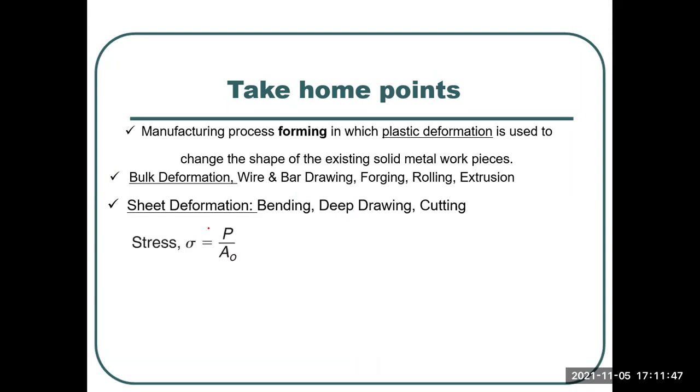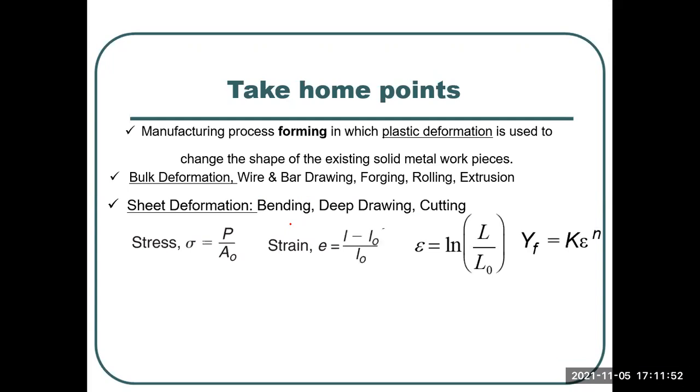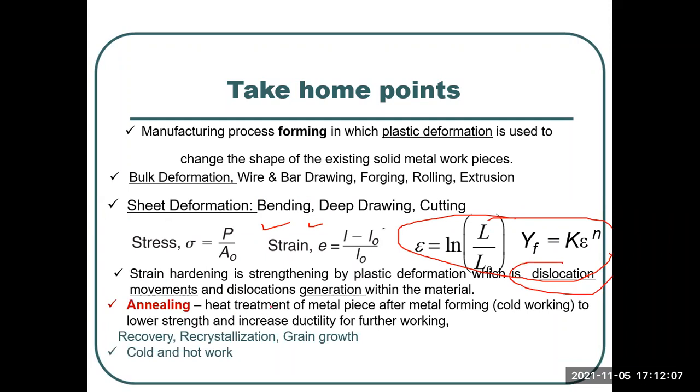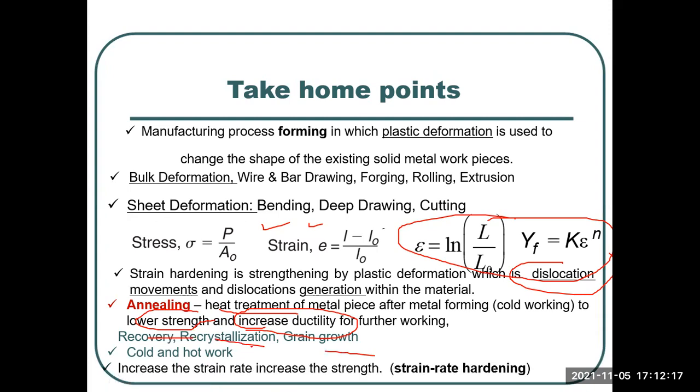We also know engineering strain and stress, and true strain and true stress. These are very different, especially for metals. We always use the true ones, while the engineering ones we use more for ceramics. And strain hardening, what is strain hardening? We said it is very much related to dislocations. Annealing is a heat treatment whose purpose is to increase ductility and lower the strength. We have different stages, cold work and hot work, and also increasing the strain rate increases the stress: strain rate hardening.